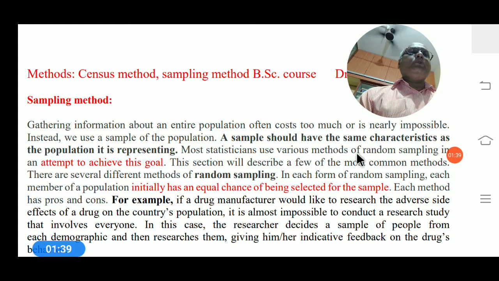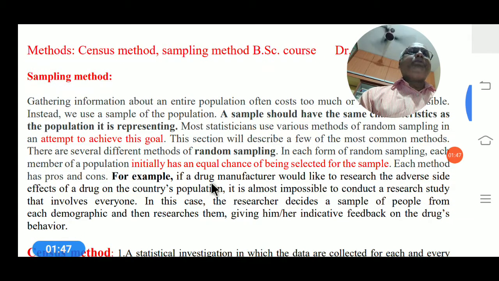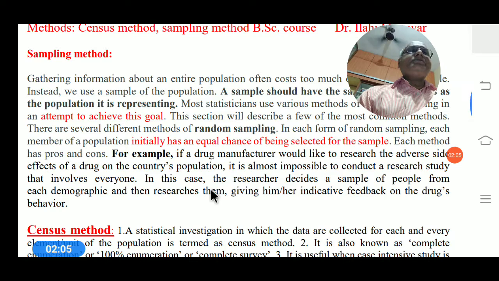So most statisticians use various methods of random sampling in an attempt to achieve this goal. This section will describe a few of the most common methods, and these are used as random sampling methods. Different methods have been discovered by different statisticians and scientists from time to time. In each form of random sampling, each member of the population initially has an equal chance of being selected for the sample. This is the most important.